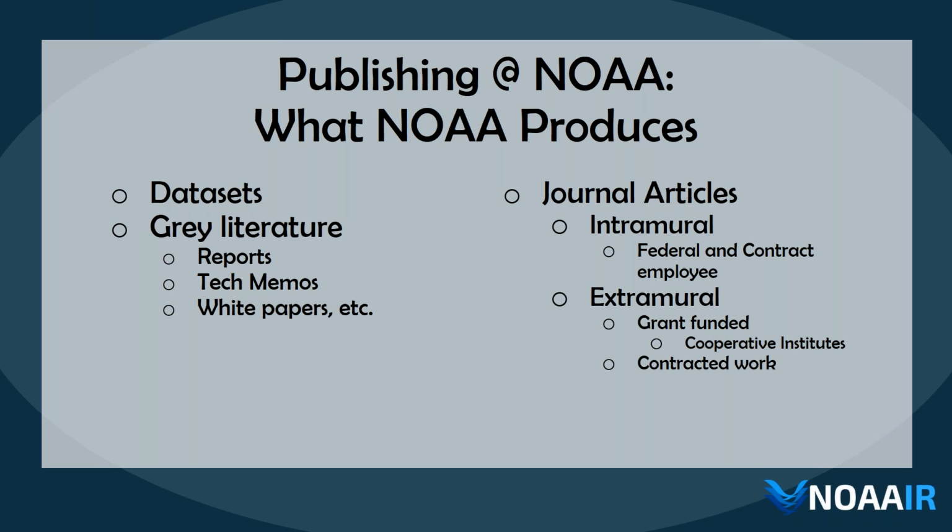NOAA publishes a great deal, both about NOAA research and about operations. These publications include data sets, gray literature, including annual reports, tech memos, white papers, and other official documents, also peer-reviewed journal articles, which include papers from NOAA federal and contract staff and by extramural authors who received NOAA funding for their research. This includes Cooperative Institute authors and Sea Grant authors. There are also presentations and ephemera like posters and brochures and other publications that tend to be less formal. Next slide.